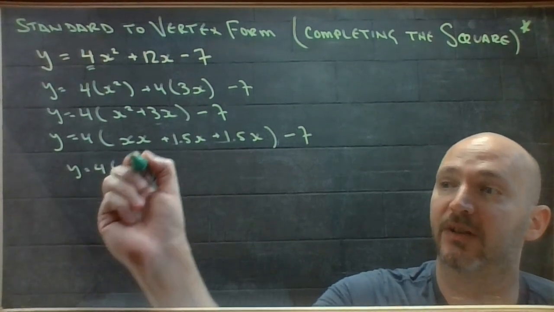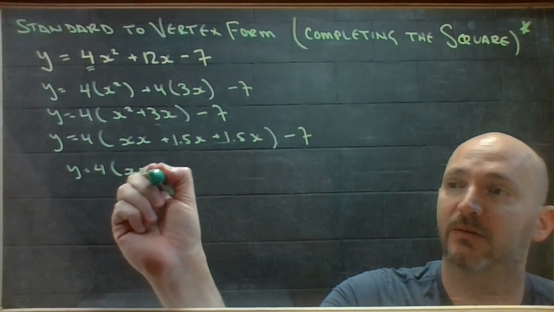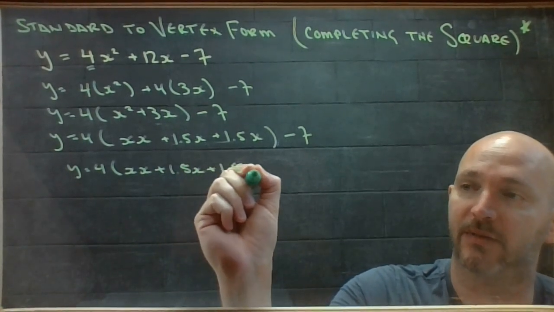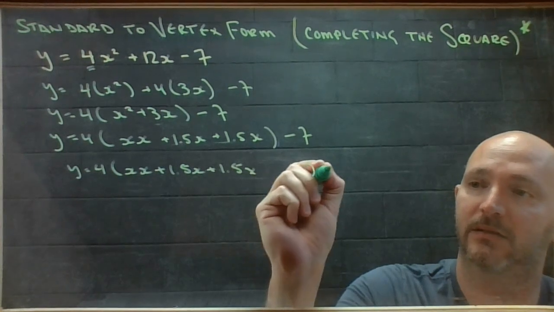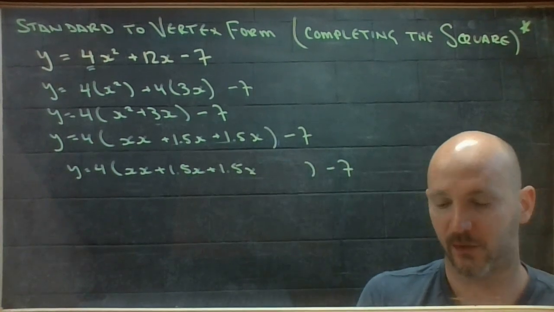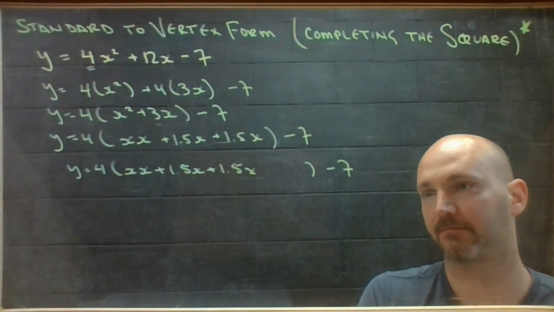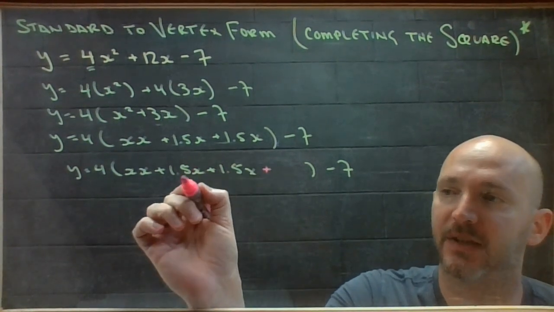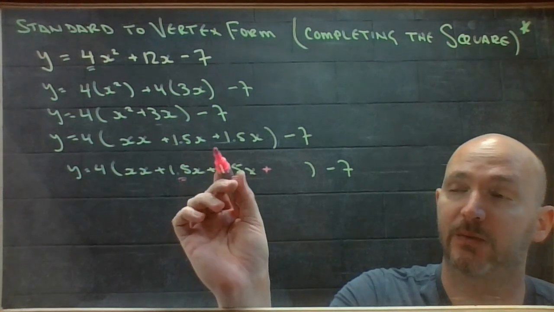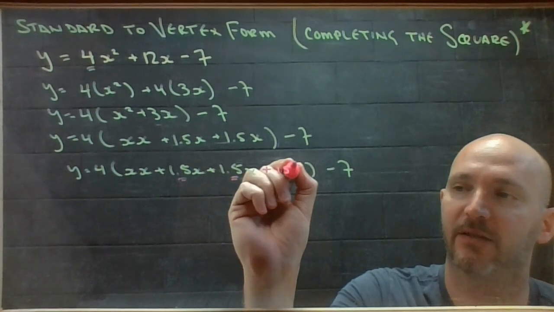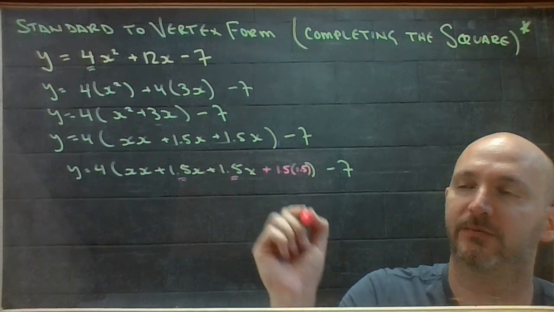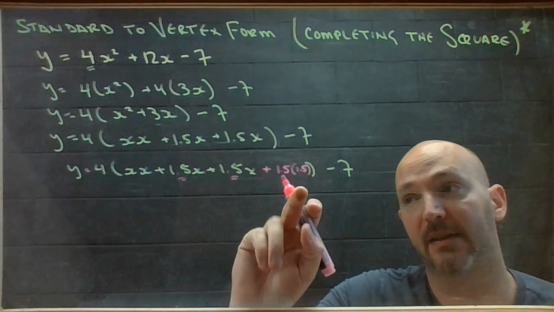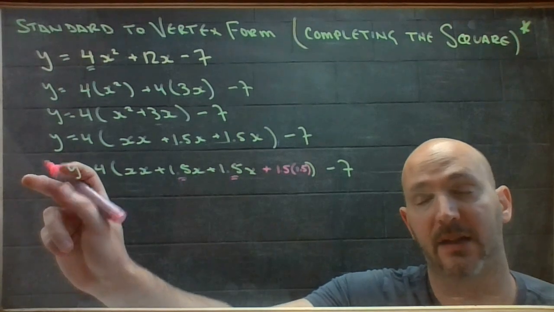It's time to actually complete this square. So I'm going to write it again. I'm going to leave a space here for that 4th term. The 4th term always comes from this number multiplied by itself. So I'm going to have 1.5 multiplied by 1.5. And if I introduce it on the right-hand side, I have to introduce it on the left-hand side as well.